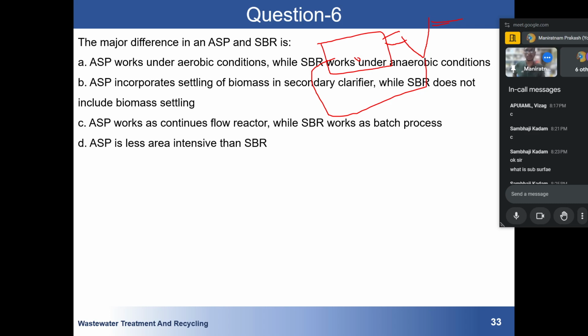If it is asking something, you should recall what is activated sludge and all this. The options are: activated sludge process works under anaerobic condition, while SBR works under aerobic condition; ASP incorporates settling of biomass in a secondary clarifier, while SBR does not include it; the ASP works as a continuous flow reactor, while SBR works as a batch process; ASP is less surface area intensive than SBR. So you see, every option is a kind of difference, but they are asking for the major difference.